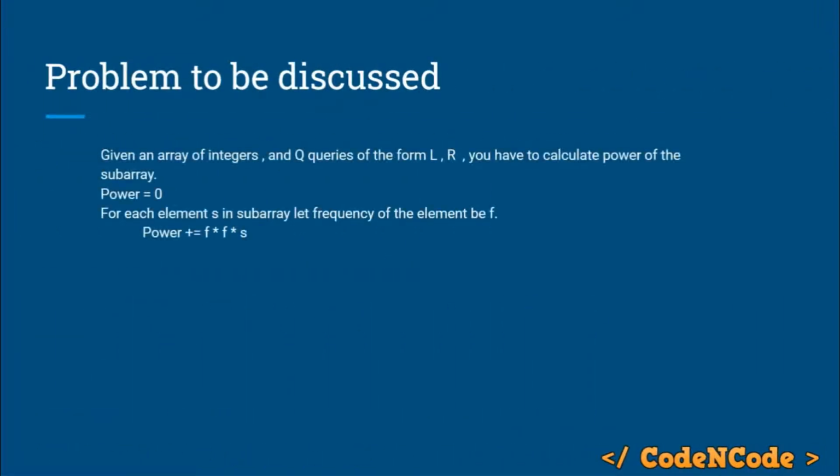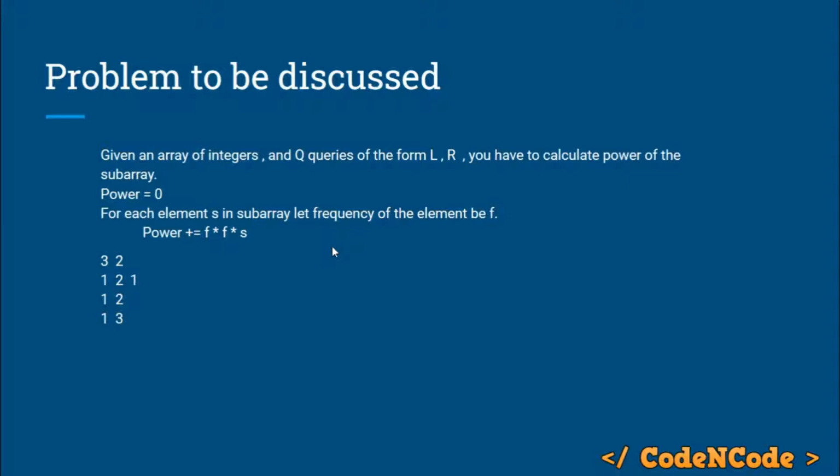So the problem to be discussed is this: you are given an array with n integers and q queries, all of the form L and R. You have to calculate the power of the subarray L to R. The power of the subarray is defined as this. Power is initially 0. For each element in the subarray, let the element be S and the frequency of this element be F. So the power plus equals frequency into S.